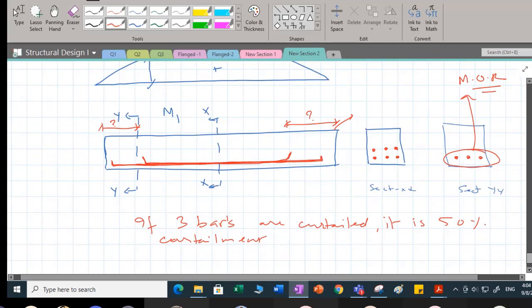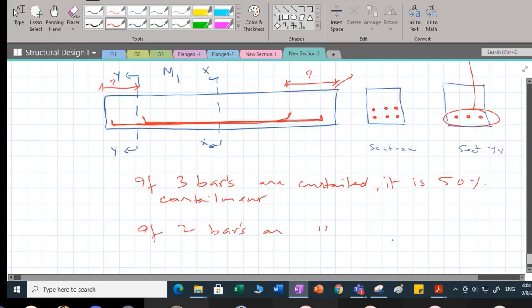And if 2 bars are curtailed, how much percentage curtailment will it be? Any one of you? 33%, right? It is coming 2 by 6 into 100. So if you are curtailing 2 number of bars, it means 33%. So in the question it has been asked at what point you should theoretically curtail such that there is 30 to 50% curtailment. So you can curtail either 3 number of bars or 2 number of bars. So it is up to you.